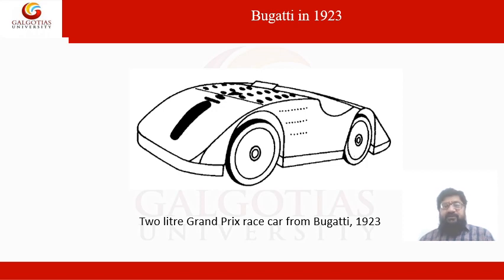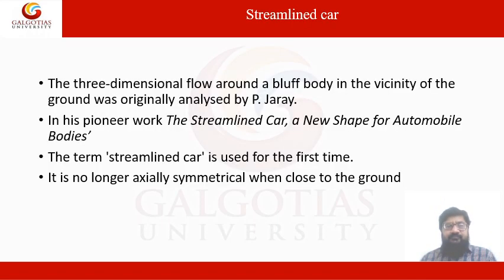This is a 2-liter Grand Prix race car from Bugatti, 1923. Jaray's original work was presented in his pioneering work, The Streamlined Car, a New Shape for Automobile Bodies, in which he used streamlining of the car for the first time, and now the car is no longer axially symmetric and close to the ground.